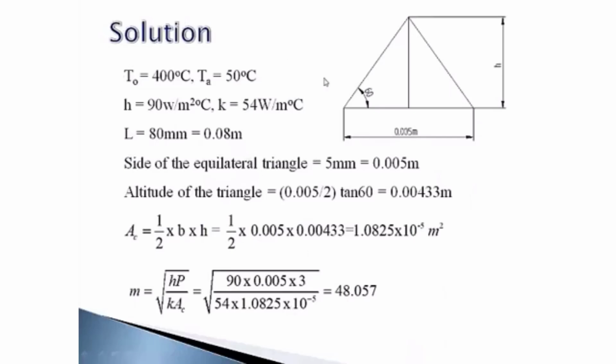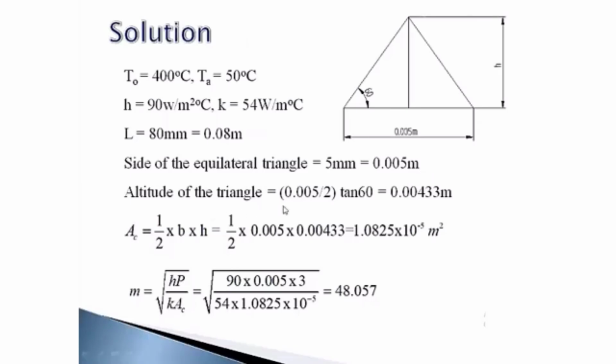Now, I have written the data here. T0 is 400 degrees centigrade, T infinity is 50 degrees centigrade, heat transfer coefficient h is 90 watts per meter square degree centigrade, k is 54 watts per meter degree centigrade, L is 80 mm, you can write it as 0.08 m. Side of the equilateral triangle is 5 mm or 0.005 meter.